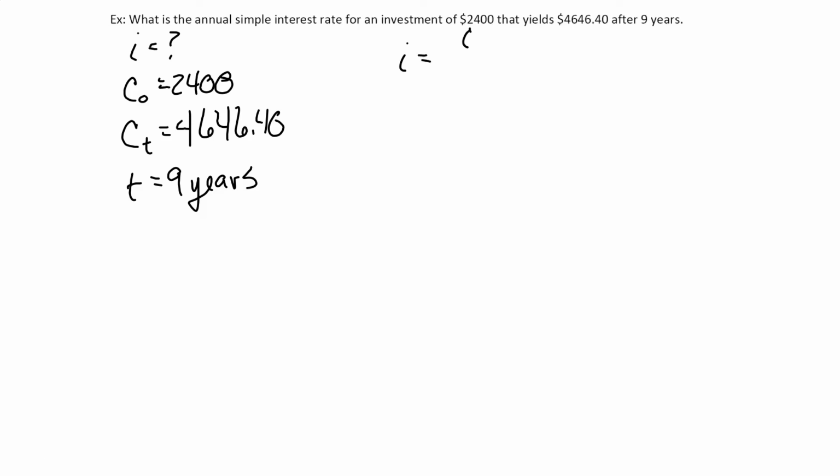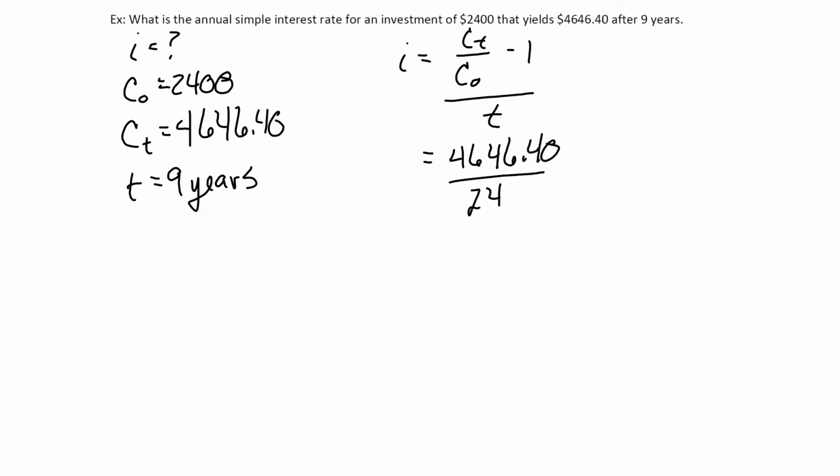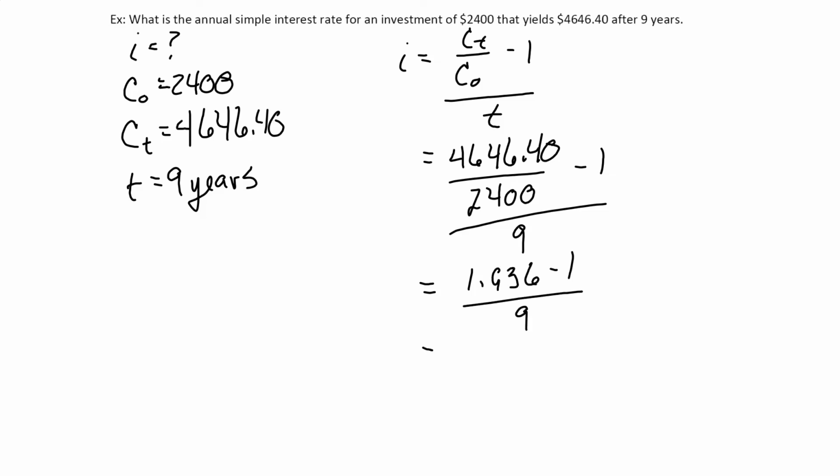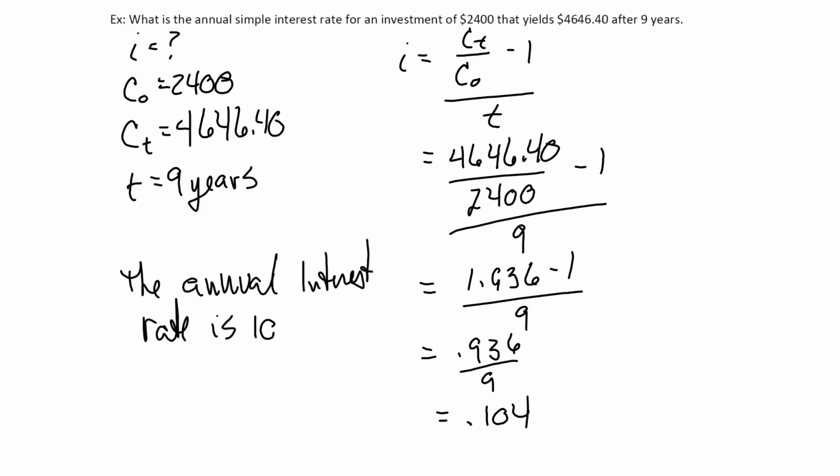Now let's go ahead and solve it using the equation that we're given. I is equal to CT divided by C initial, minus 1, all divided by T. CT is 4646.40 divided by the initial value, which is 2400. Subtracting 1, divided by T, which is 9, we get 1.936 minus 1 divided by 9, which is 0.936 divided by 9, which is 0.104. So we conclude the annual interest rate is 10.4%.